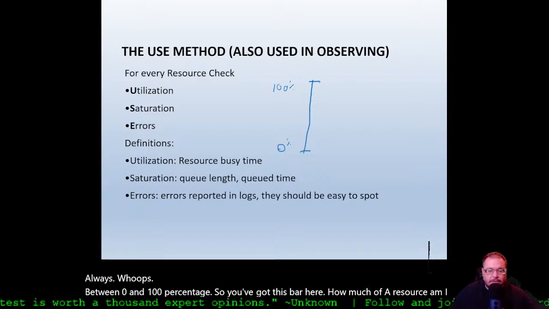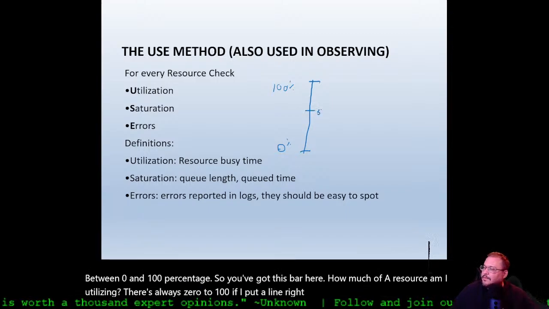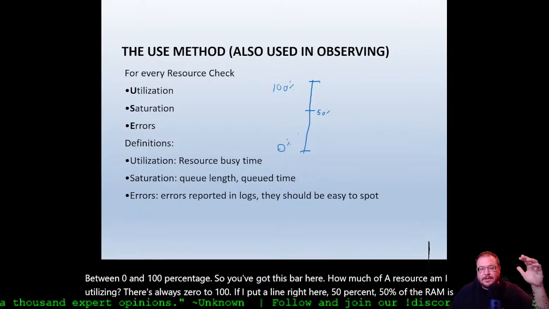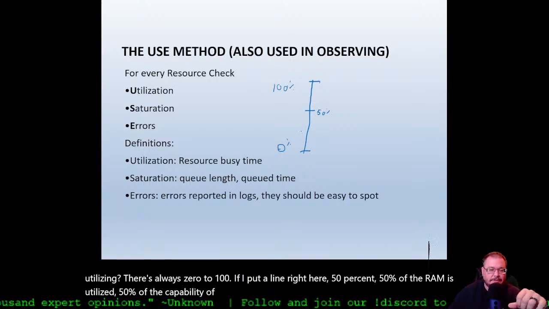It's always 0 to 100. If I put a line right here, 50%. 50% of the RAM is utilized. 50% of the capability of the CPUs are utilized.